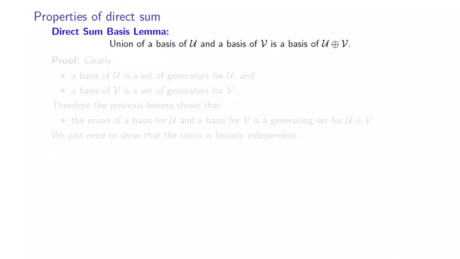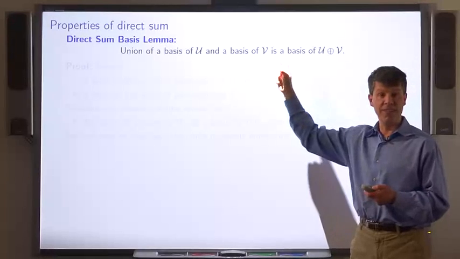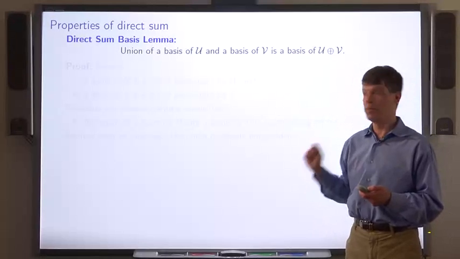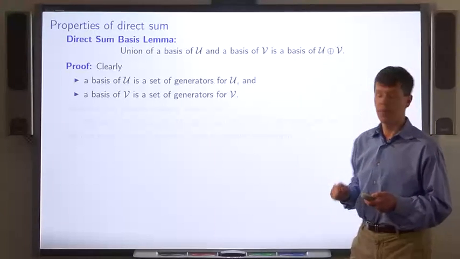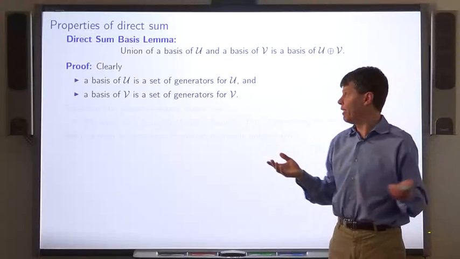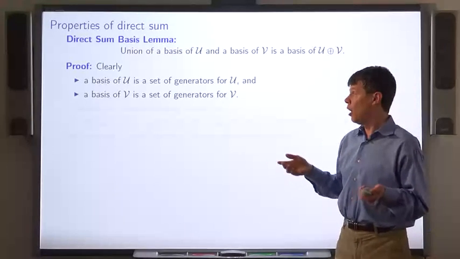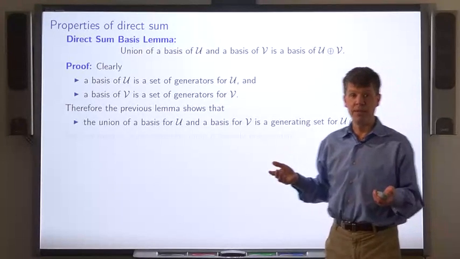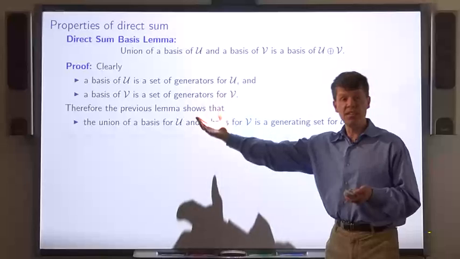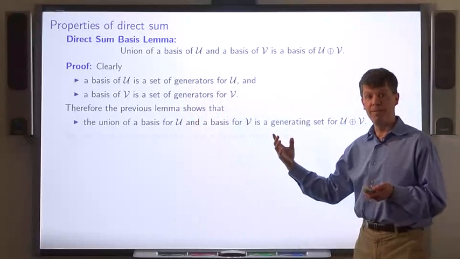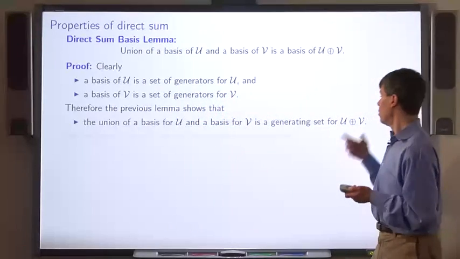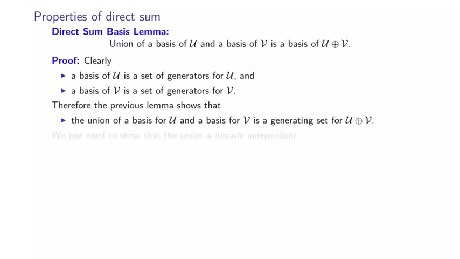Now we're going to prove that the union of a basis for big U and a basis for big V is a basis for the direct sum U ⊕ V. Well, a basis is a set of generators. So we already know from the previous lemma that the union of a basis for big U and a basis for big V is a set of generators for U ⊕ V. So what remains to be shown is that the union is linearly independent.